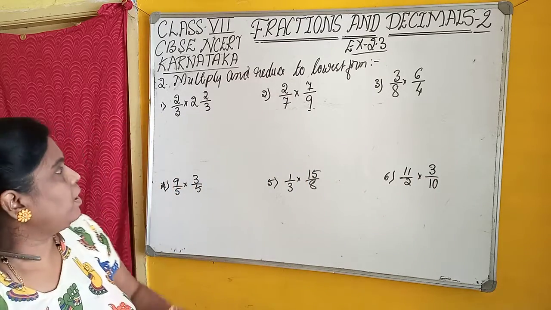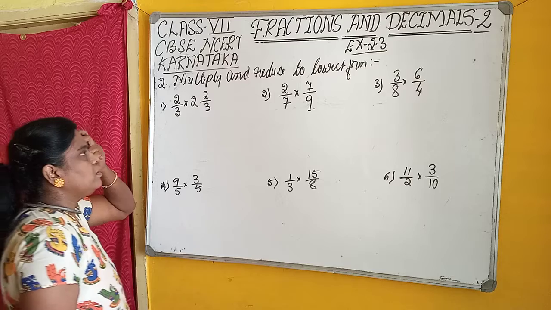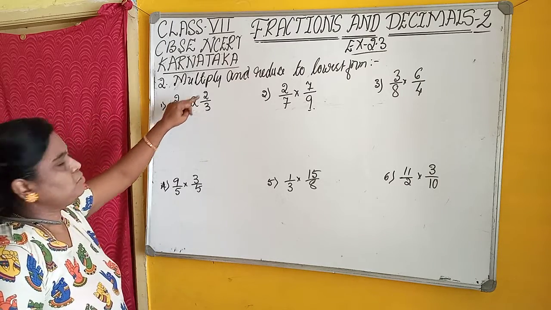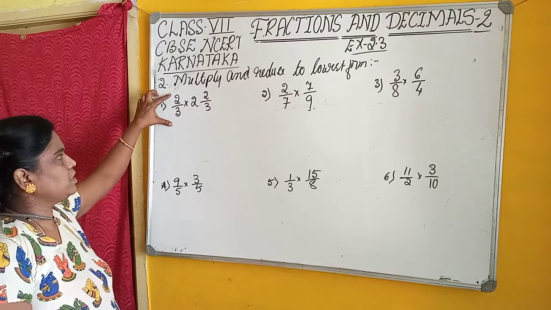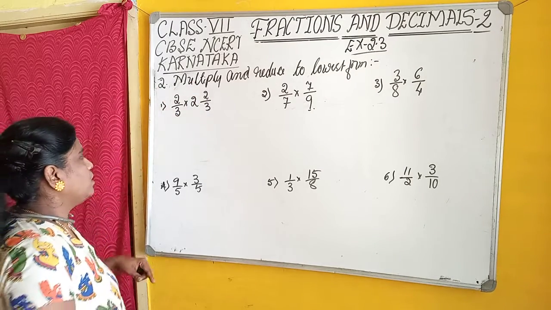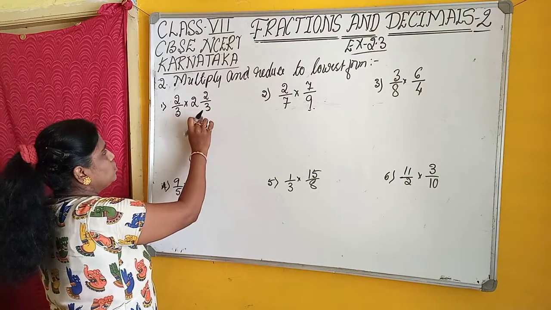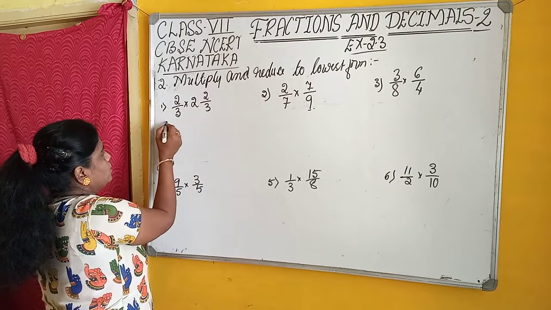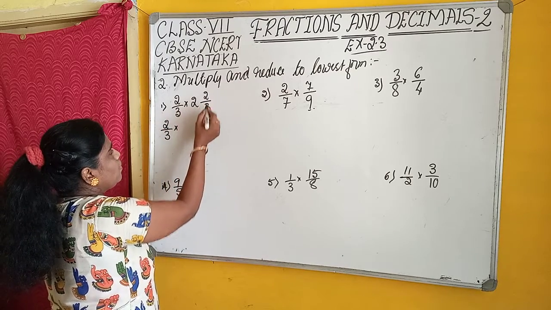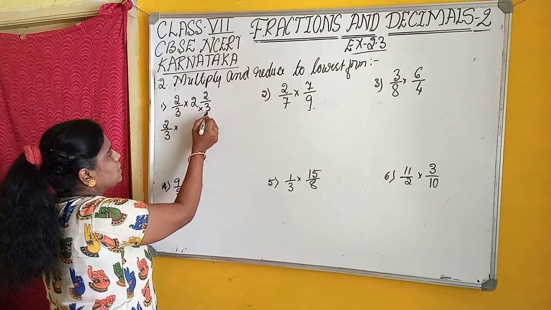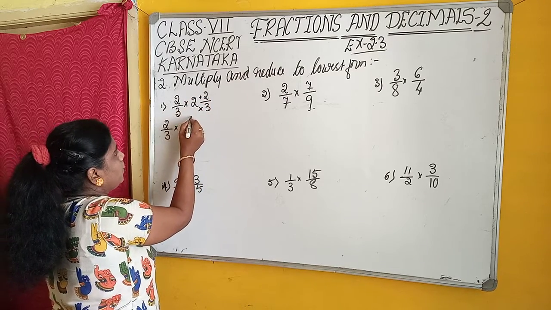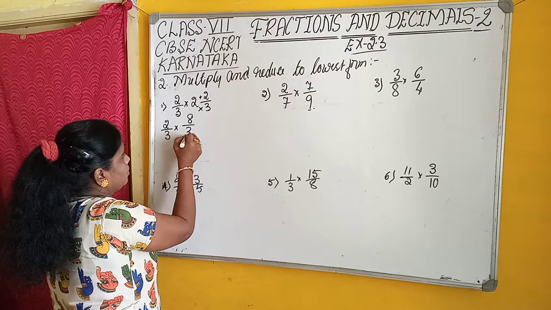Okay, students, what we have to do? Multiply and reduce to lowest form. That is 2 by 3 into 2 by 3. Here one proper fraction is given. Another one is mixed fraction. First convert this into improper fraction. That is equals to 2 by 3 into 2, 2 3s are 6, 6 plus 2. That is equals to 8 by 3.